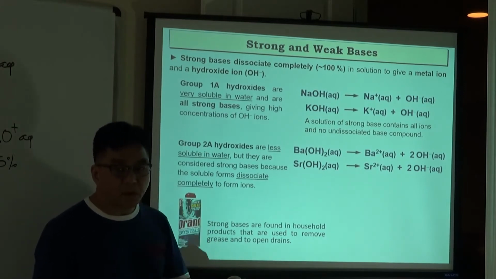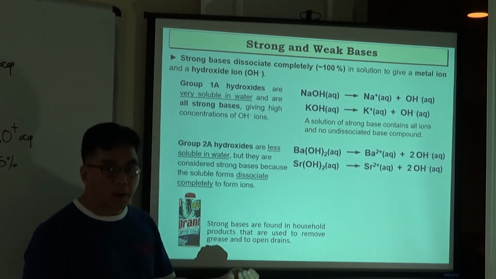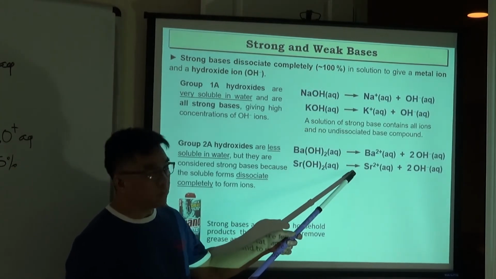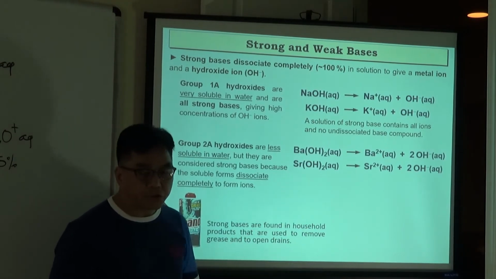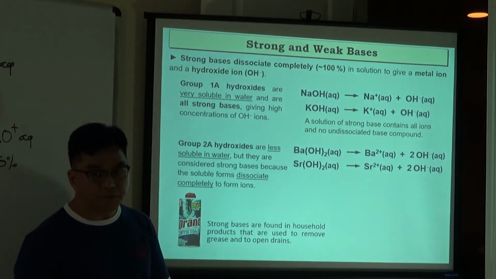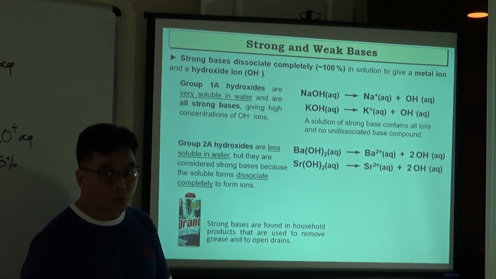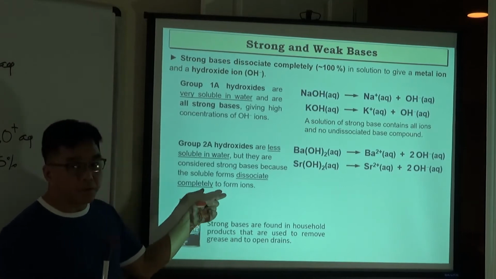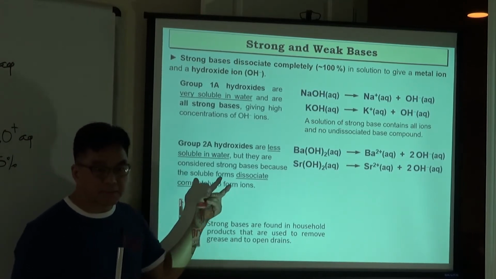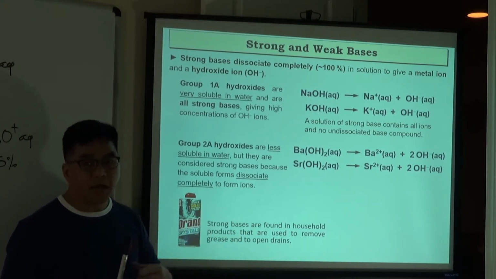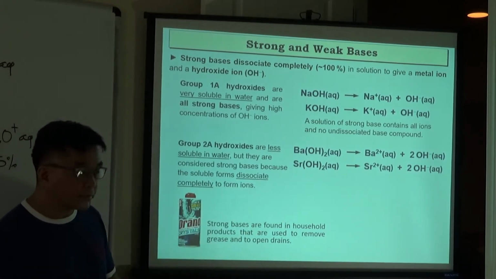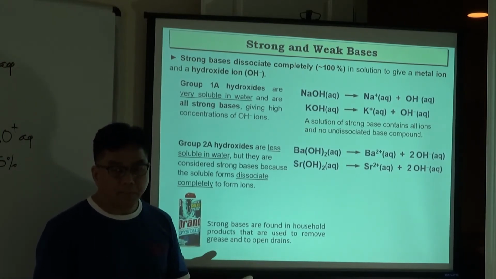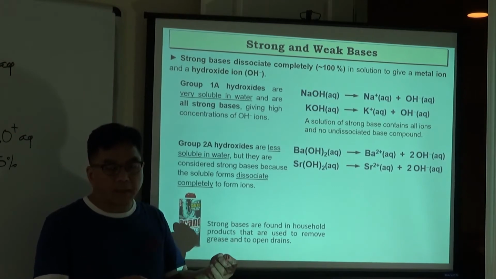But once they dissolve in the water, whatever is soluble in water dissociates 100%. So again, that's why you write it with a one-way arrow. And by definition, anything that dissociates 100% is a strong base or strong acid. In this case, it's a strong base. So even though they're not as soluble, they are also considered strong bases because they dissociate 100% in solution. You will see that there are compounds that are very soluble, but when they go in solution, they don't dissociate very much at all.